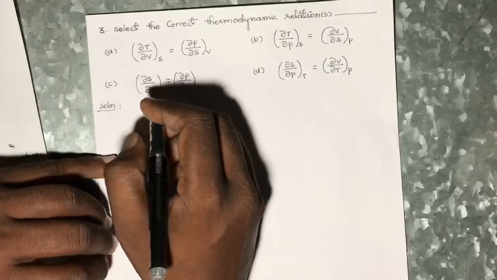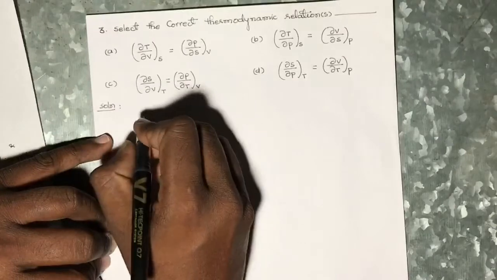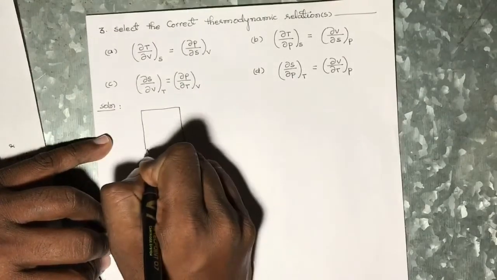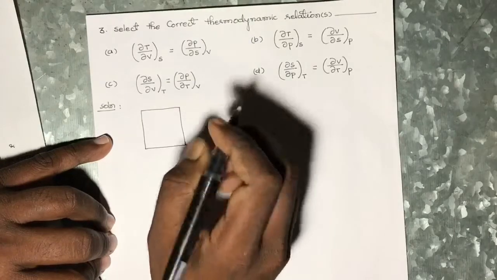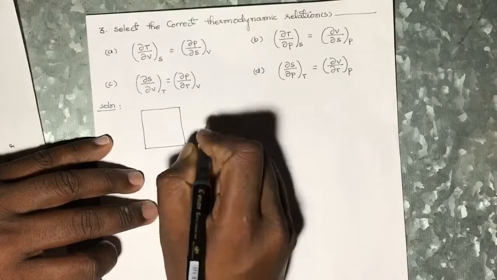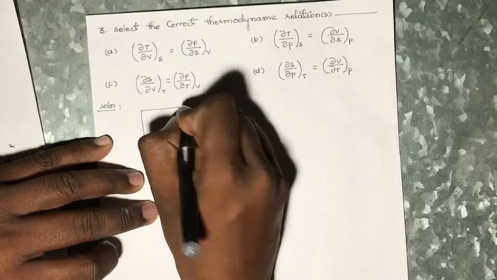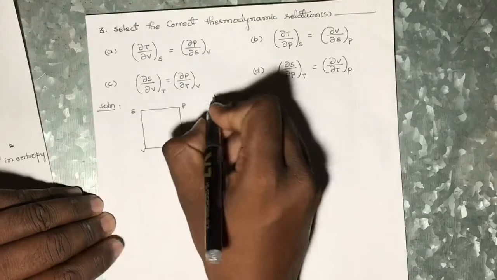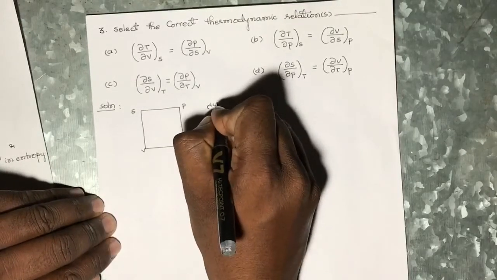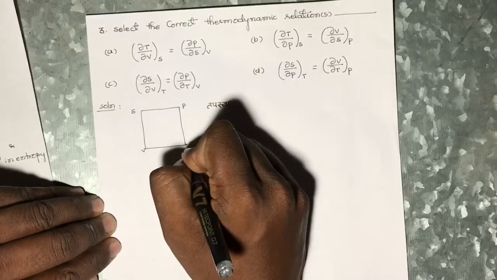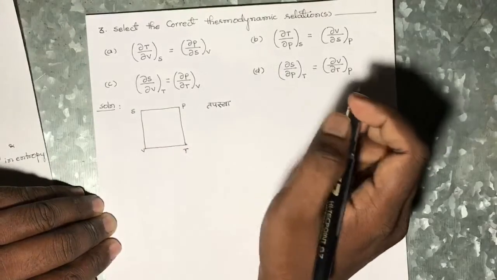Okay. So the trick here is that you have to make a square. This is a trick to remember the Maxwell equation or the relations. Now, starting from here, we have to write T, P, S, and V. Okay. So, our term is the Pascha. You know that is T, P, S, V, the Pascha.